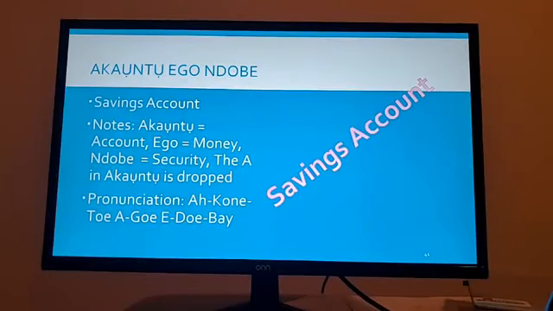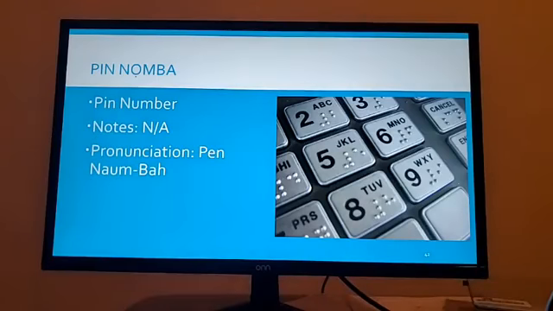So this is how it is. Again, it's pronounced as, and I will say it all the way through. Ah-Koen-Toe A-Go En-Dau-Rau. Savings account. Okay. PIN number, again, is almost like saying the same thing in English, but with an accent. It would be PIN number. Instead of PIN number.